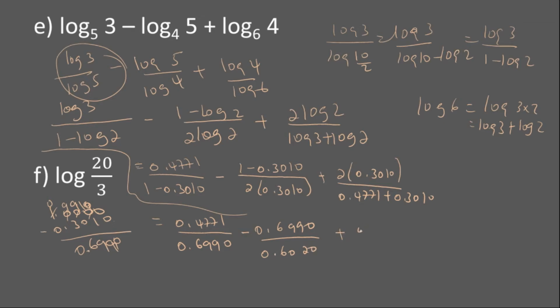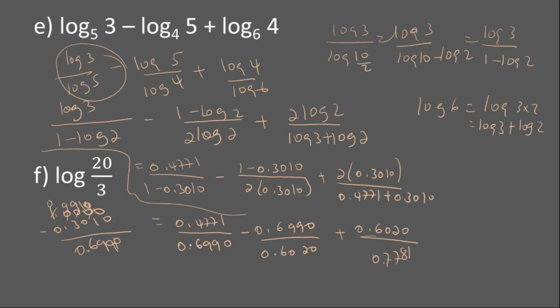Plus, when we multiply this number by 2, it becomes twice 0.3010, which is 0.6020, divided by the sum of the two numbers, which is 1 plus 0 is 1, 7 plus 1 is 8, 7 plus 0 is 7, and 4 plus 3 is 7, so 0.7781.